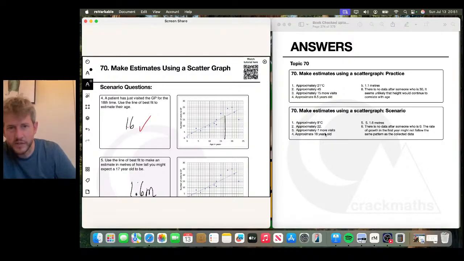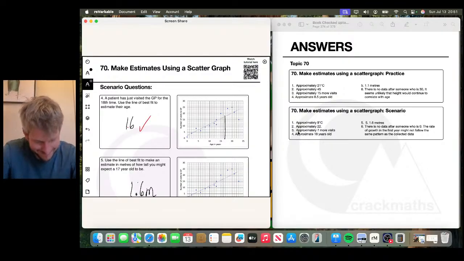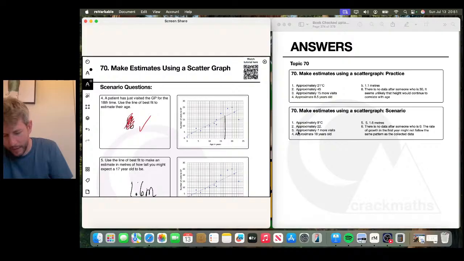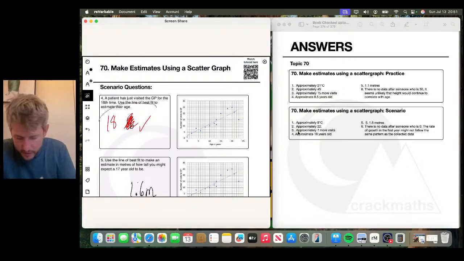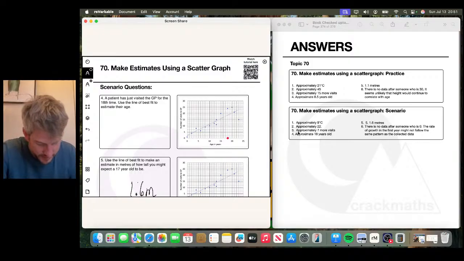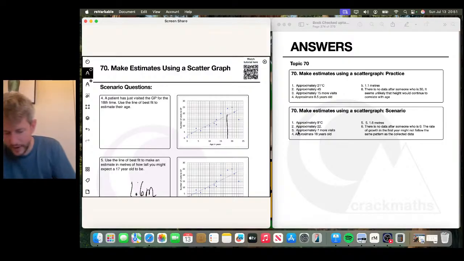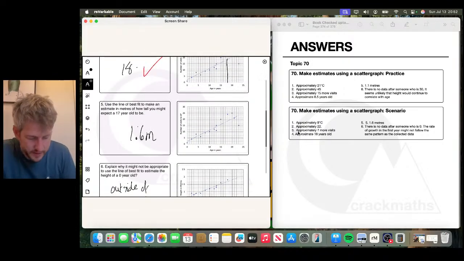Oh, that was 16. Approximately 18. Oh, now. Yeah, that is right. I don't know how I got 16 there. A patient just visited the GP for the 18th time. Yeah, I drew a line up at 17. 18's here. Yeah, that's about 18. Yeah, so the answer was right. Here we go, 1.6.